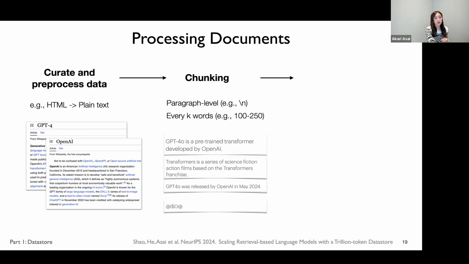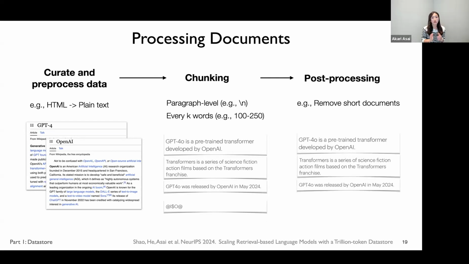After chunking, it's also useful to apply heuristic filters to refine the data store. For instance, even in English Wikipedia, there are many articles that don't have any text or have really short text. Prior work found that if we filter out those low quality or unhelpful documents during this post-processing stage, we can improve model performance a lot. So after you collect the initial data, it's important to carefully process the data so that you can get the best results from the data store.